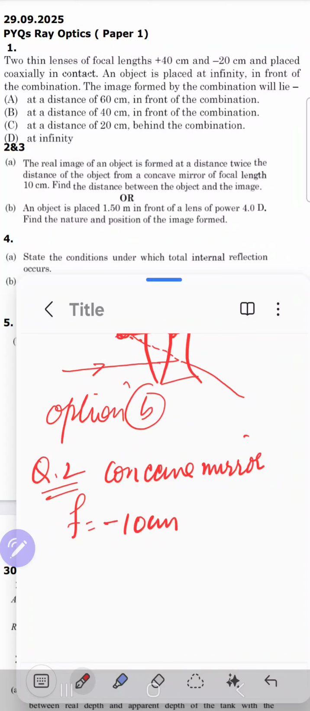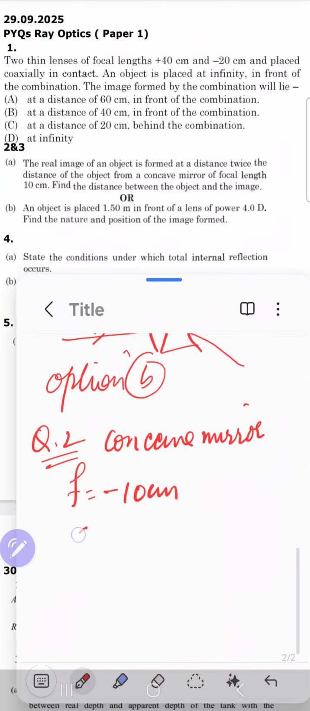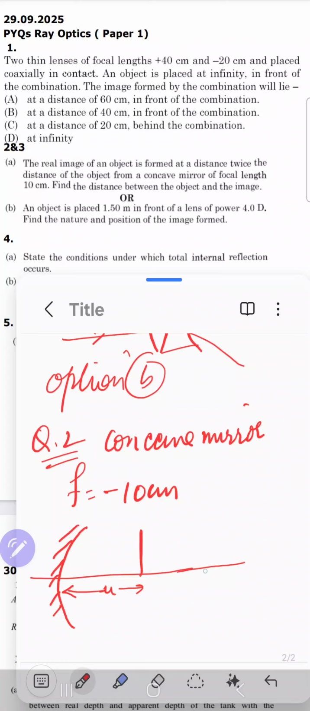and the image of the object is formed at a distance twice the distance of the object from the concave mirror. So here, if this is a concave mirror, let us consider the object is lying here, this is u, and we are getting a real image. Real image, we know that it would always be inverted, and this is at a distance of 2u from the mirror, as it is given in the question that the image is formed at a distance twice the distance of the object.